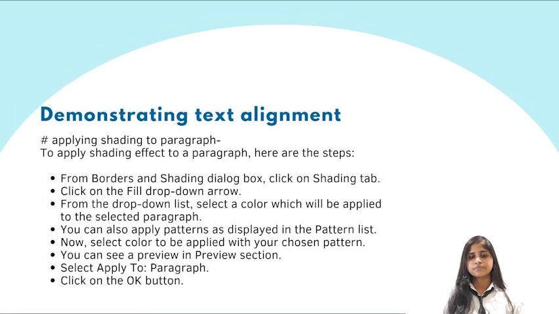Coming to the next, applying shading to a paragraph. How can we apply shading to the paragraph? We have to follow some steps. First of all, from the Borders and Shading dialog box, click on the Shading tab. Then click on the Fill drop down arrow. Then from the drop down list, select a color which will be applied to the selected paragraph. Then we can also apply patterns as displayed in the pattern list.